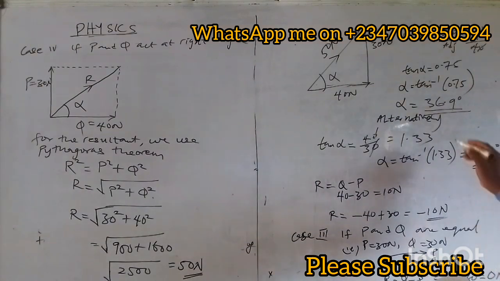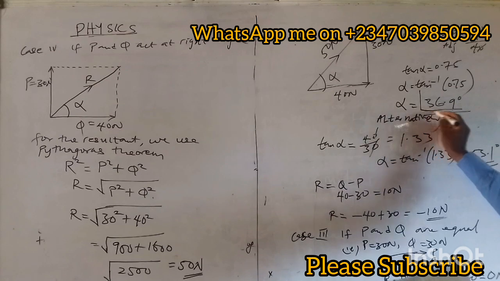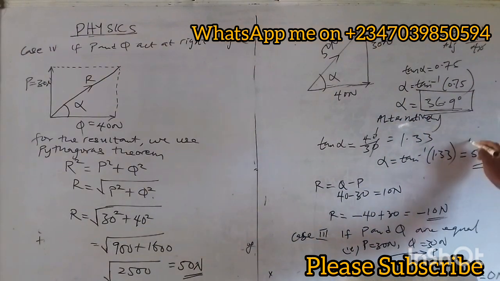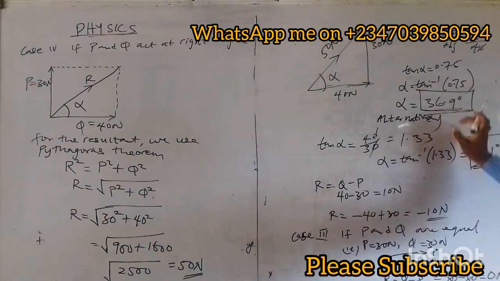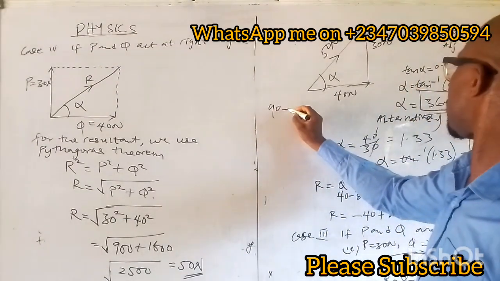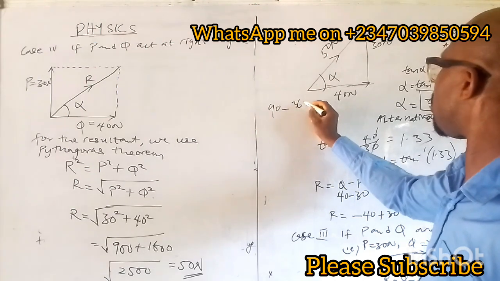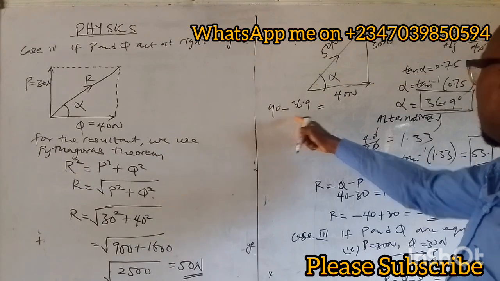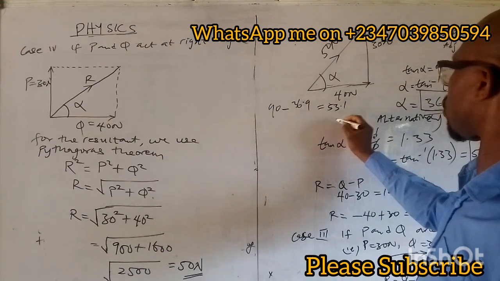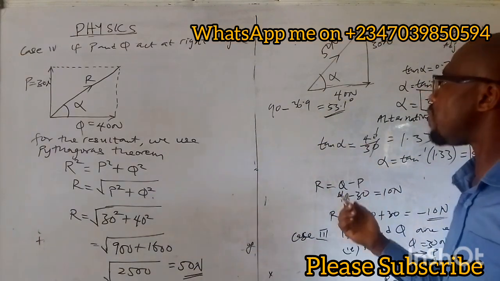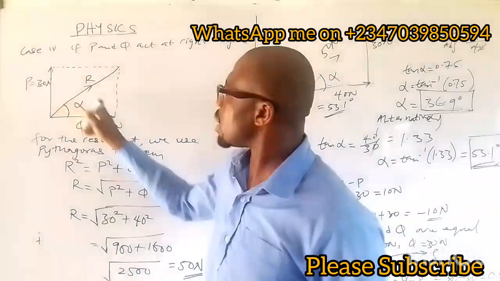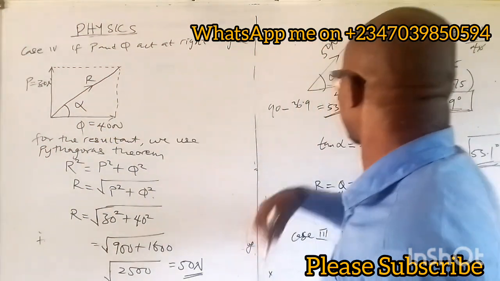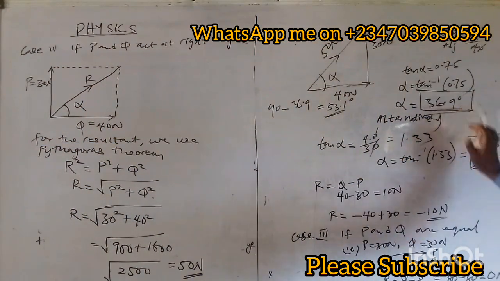So in other words, the direction is either you use this or this. Any of these two values will go as the direction. In other words, instead of taking this, you can still say 90 minus 36.9, and of course, that 90 minus 36.9 will give us 53.1. So this is another way of finding it, because from here to here is 90. Since we have gotten one, we can still subtract to get the other one. So these two are the directions we have.